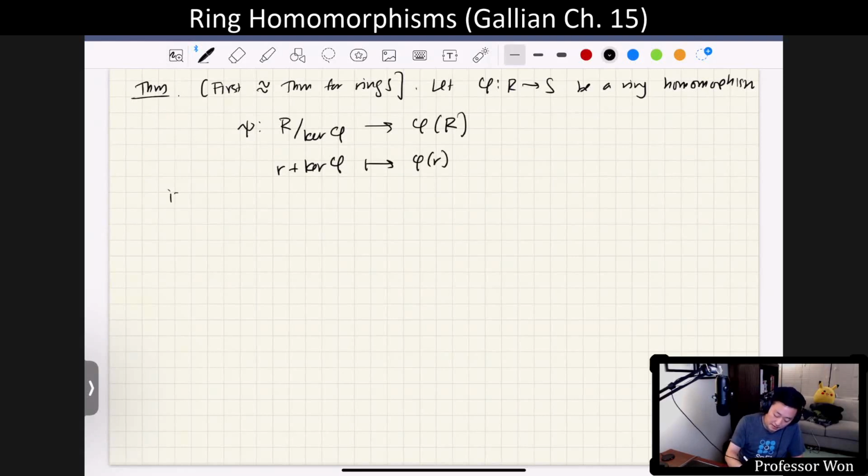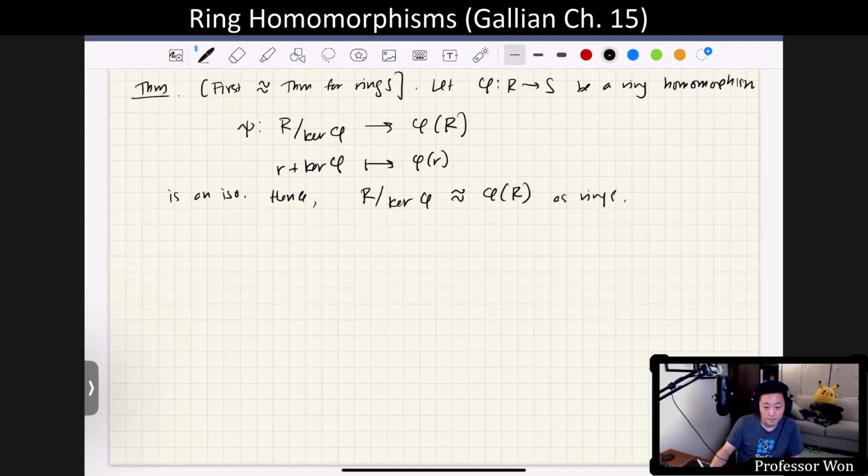The statement is, this is an isomorphism. Hence, we get the same statement as we did in group theory, but now we mean R mod the kernel of phi is isomorphic to the image of R as rings. Those are two isomorphic rings. So I guess I should say here a ring isomorphism. Maybe that's important. Proof.